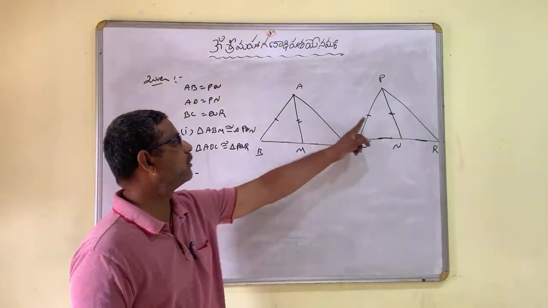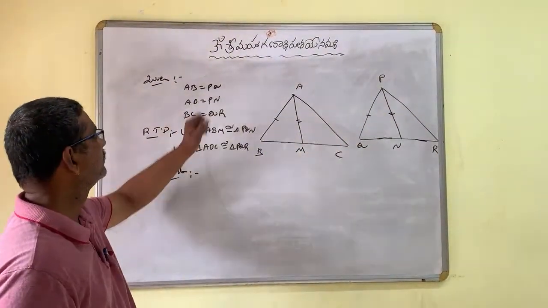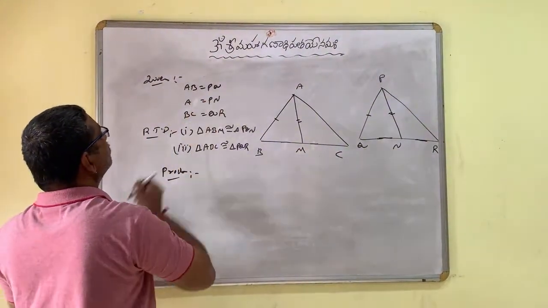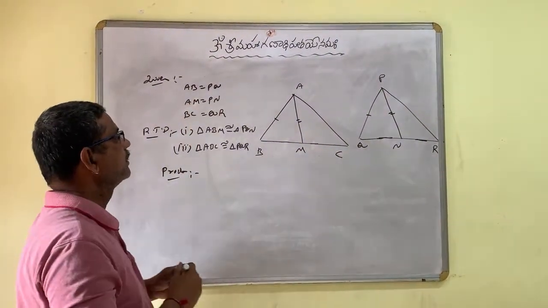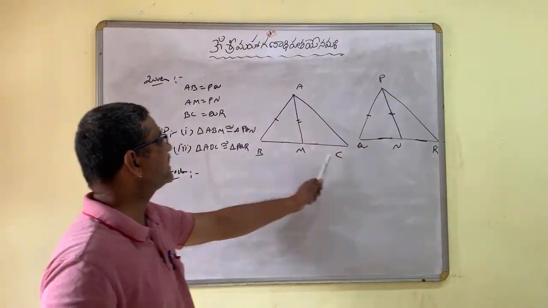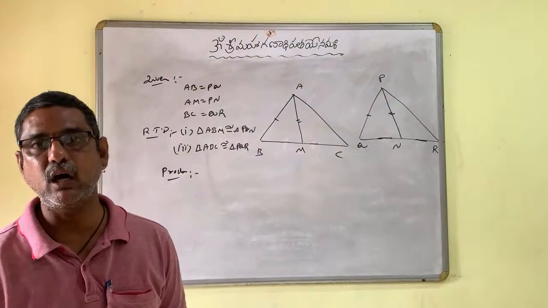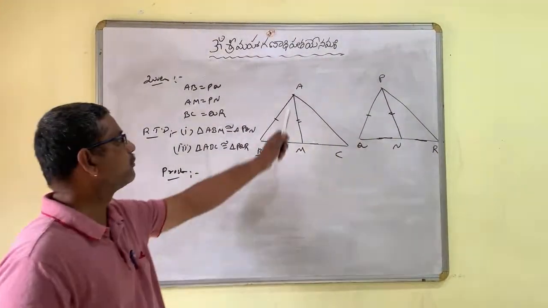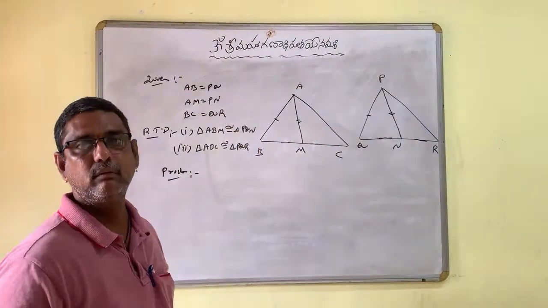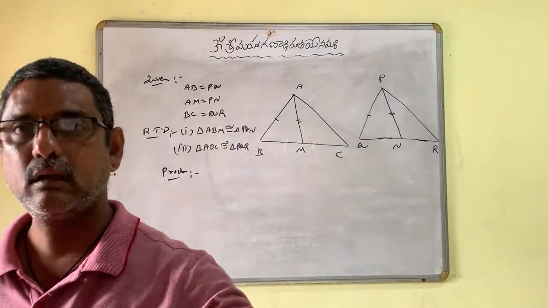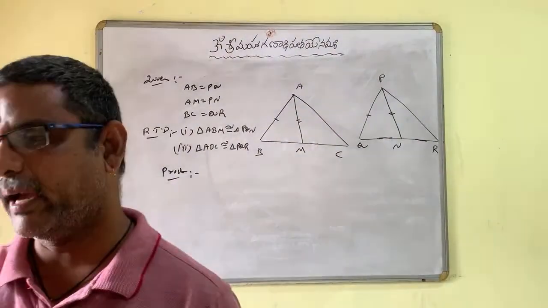AB is equal to PQ, given. AM is equal to PN, given. BC is equal to QR, that is also given. And what we have to prove? We have to prove triangle ABM is congruent to PQN first. Are they congruent? If they are congruent, by which criteria?